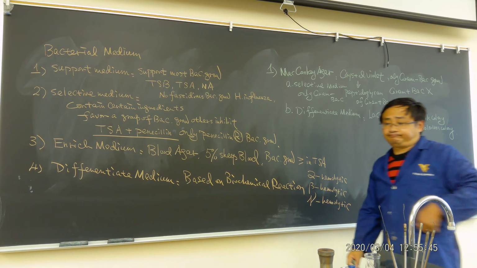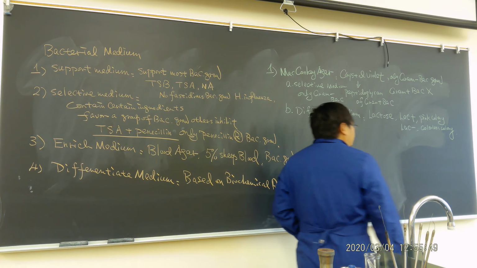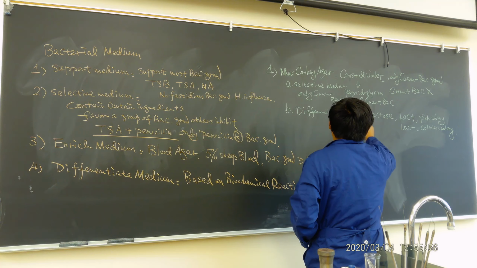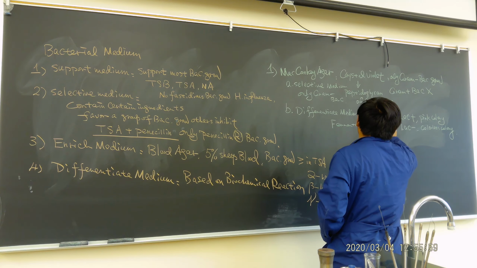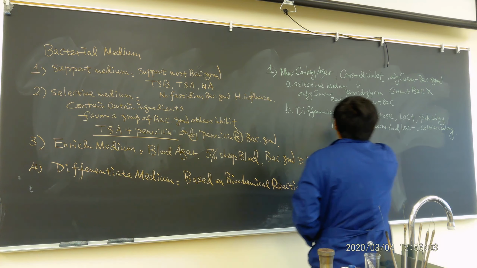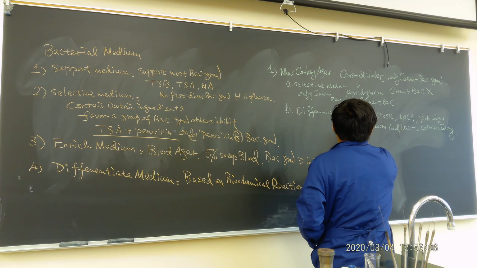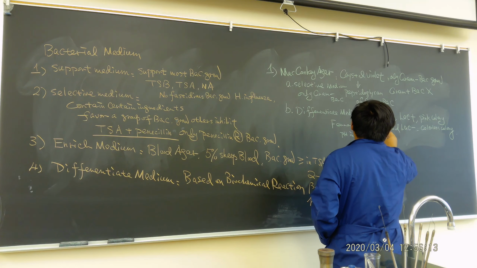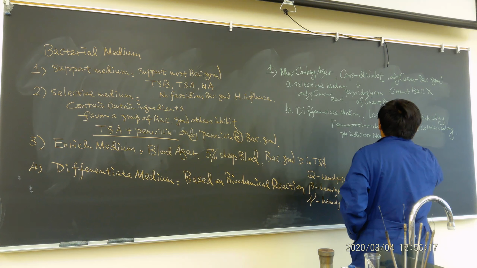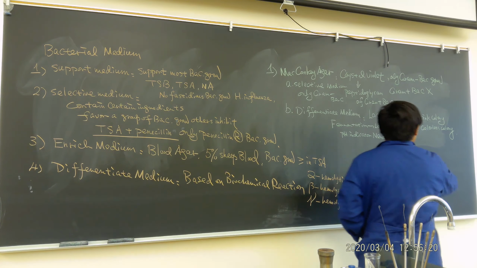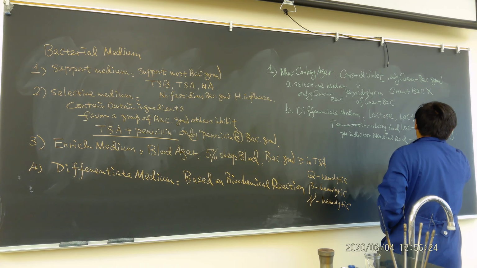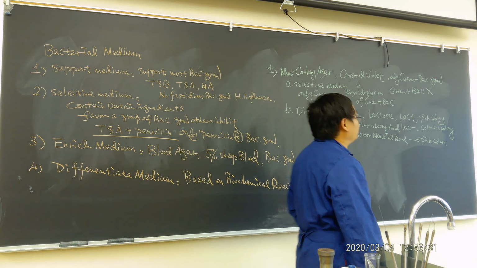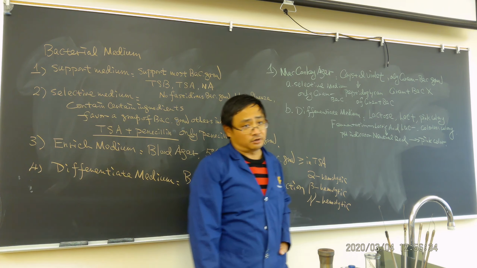Now the question is why? Because the bacteria sometimes go through a fermentation process. The fermentation process will generate lactic acid or other acid. Inside of this media, there is a so-called pH indicator. The pH indicator is called neutral red. The acid will let neutral red become pink color. So that's why this is a differentiated media. They can differentiate lactose fermentation positive and negative based on the color of the colony.